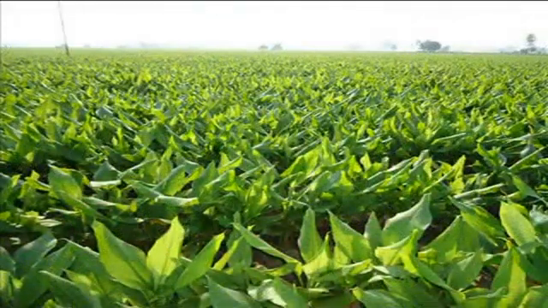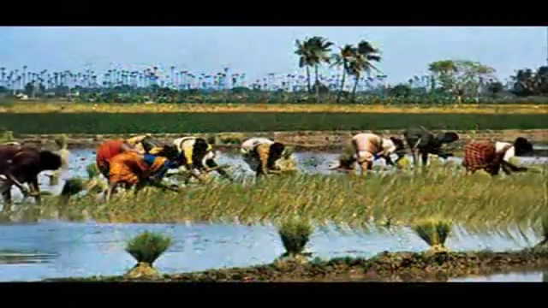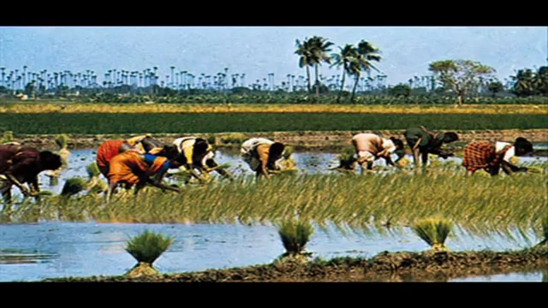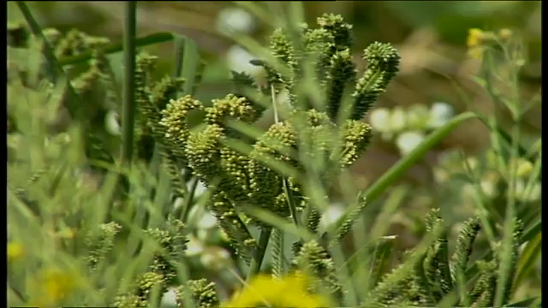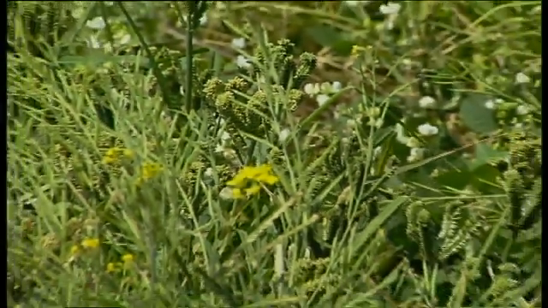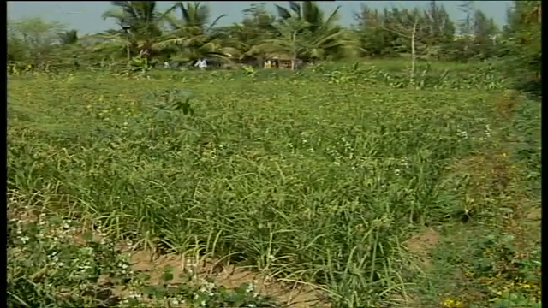Agriculture is a human activity which includes a number of different tasks and occupies a huge number of people worldwide. Estimates of World Bank for 2003 suggest that 51% of global population lives in rural areas. ILO estimates that 1.3 billion of workers are engaged in agriculture and they represent almost a half of the total number of economically active subjects.